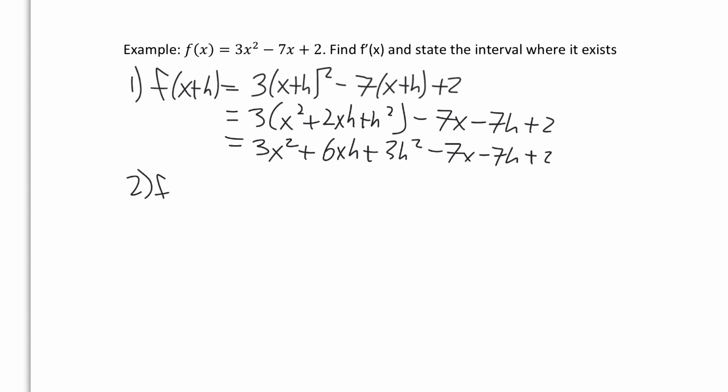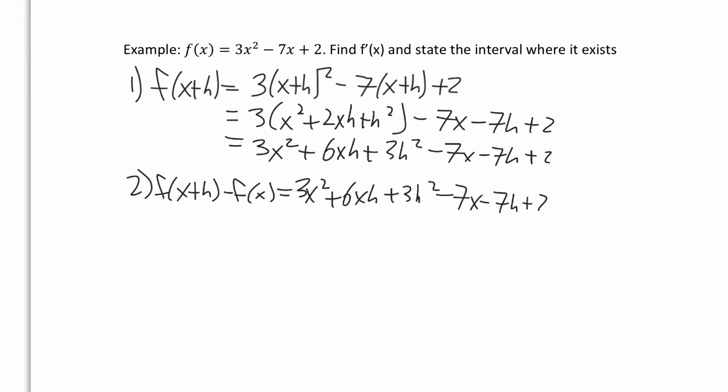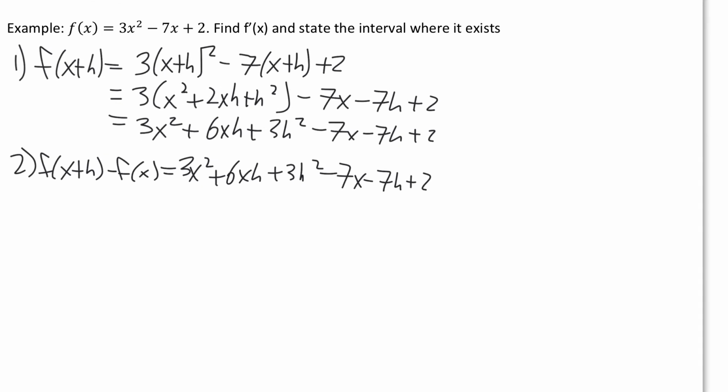Step 2, though, is going to allow some simplification to happen. It always does. So f of x plus h minus f of x. So we rewrite this first part, 3x squared plus 6xh plus 3h squared minus 7x minus 7h plus 2. And then we subtract off f of x, which is just our original function. So we're going to subtract 3x squared minus 7x plus 2, subtracting off our original function.